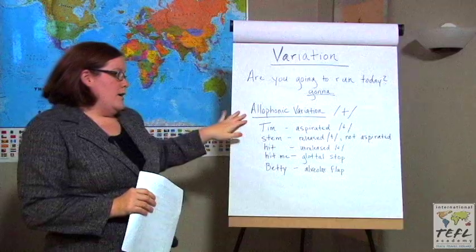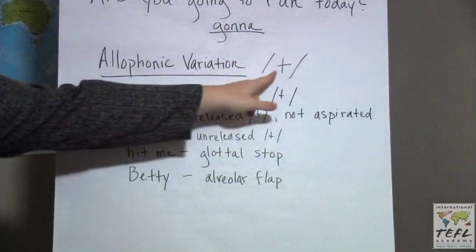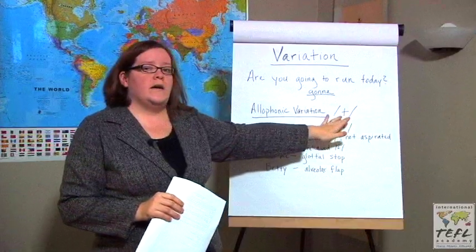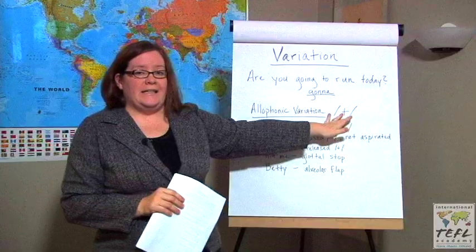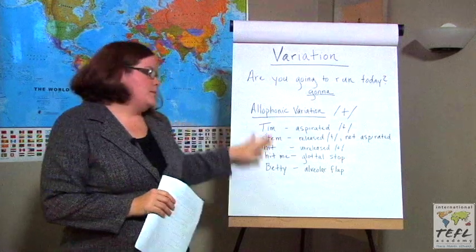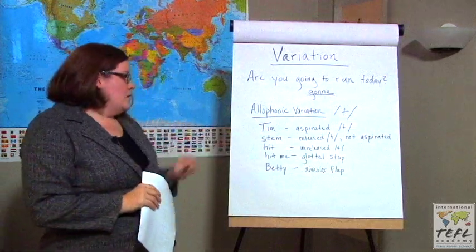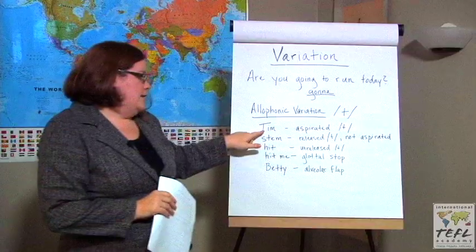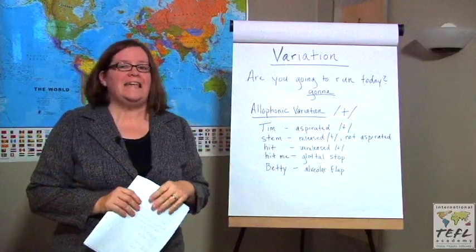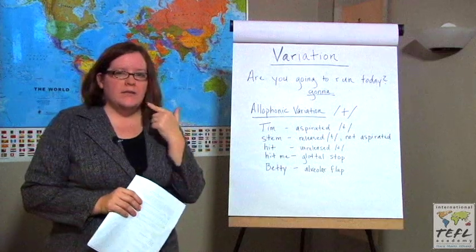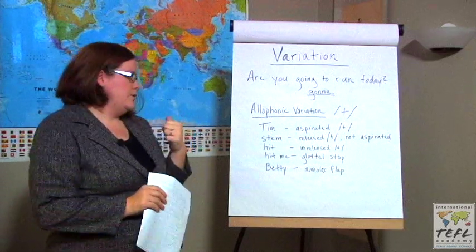So let's talk about allophonic variation, and an allophone is basically just a letter sound. Let's talk about the letter T and how the letter T sounds very different depending on context. So first is the aspirated T. If you say to yourself the word Tim, practice saying that to yourself, Tim. Think about where your tongue is and how the air is coming out of your mouth.